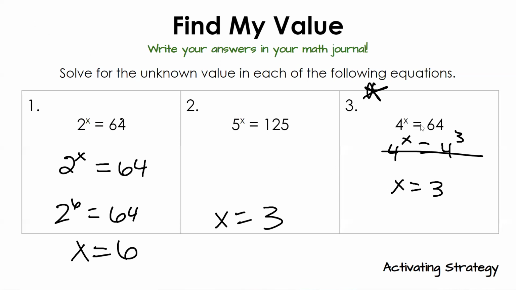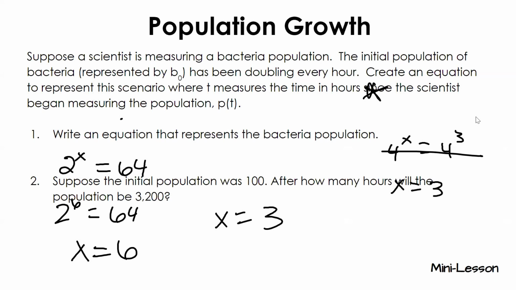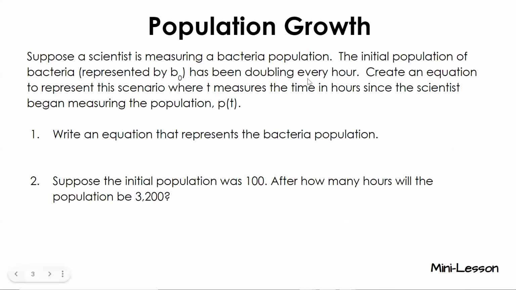All right, let's take it up a notch. Okay. Here's a word problem. Yay, word problem. So suppose a scientist is measuring a bacteria population. The initial population is represented by B sub 0. Okay, so they don't give us an amount, they give us a variable, or like a letter, right? And it has been doubling every hour. Create an equation to represent this situation where T measures the time in hours since the scientists began measuring the population P of T. Write the equation.